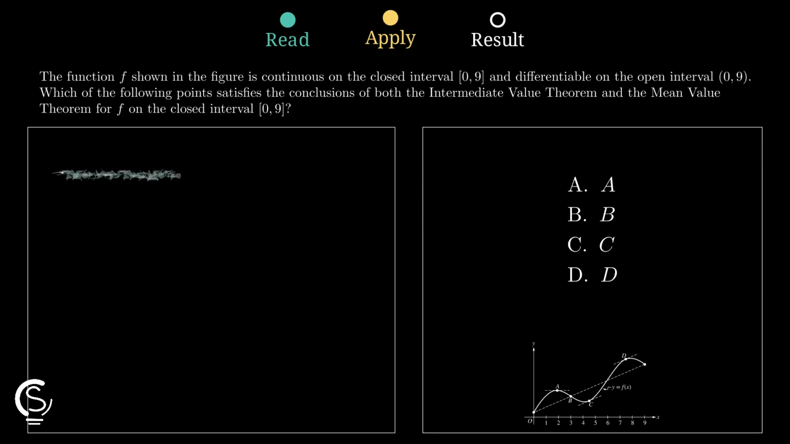Next, the intermediate value theorem ensures the function hits every value between the endpoints. We are looking for the specific point that satisfies both of these big calculus theorems simultaneously now.